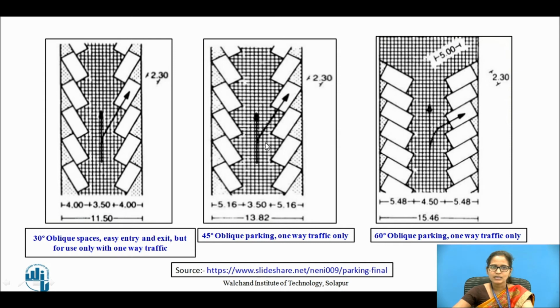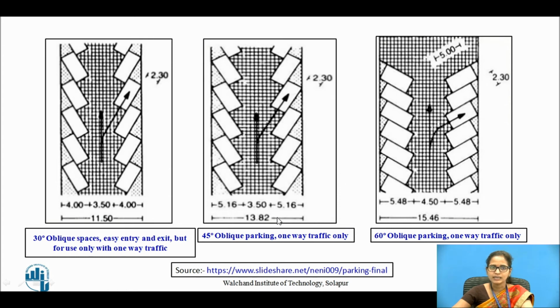So here you can see that the width of the road is 3.5 meters, whereas the space which is left to the side to park the vehicles will be around 5.16 meters. As we have seen in the 30 degrees parking, the space left to the side was 4 meters, so now it is increased from 4 to 5.16. So overall the width of the road will be 13.82, as we see in the 45 degrees angle parking.